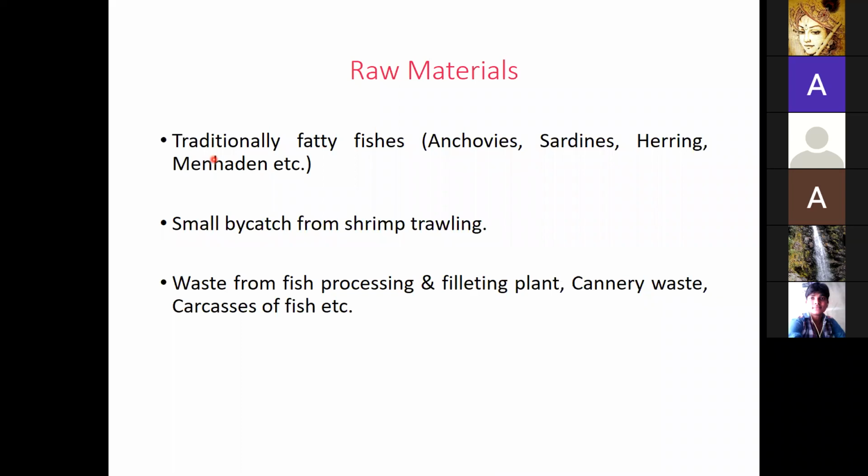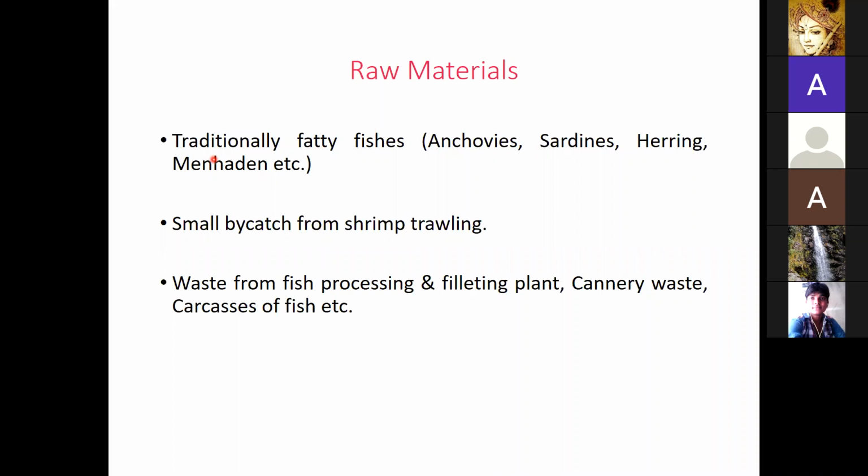Whereas in Peru, the anchovy is utilized. Then in the USA, menhaden is used. Pilchard and anchovy, especially from South Africa. Then Norway, herring and capelin. In Norway, they are using herring and capelin for the production of fish meal. And the first fish meal factory was established in the year 1884 in Norway.